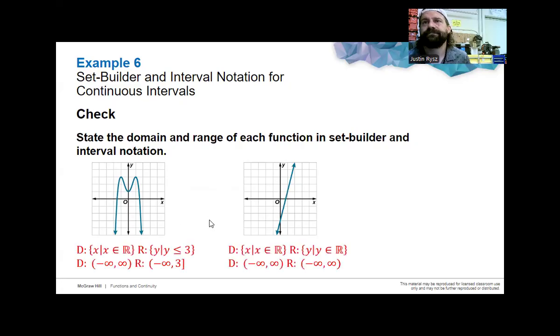Let's check your work. All right, so this one here, the domain should be all real numbers. It goes all the way to the left, all the way to the right. So you can see here, you got x such that x is an element of all real numbers. The domain in interval notation would be from negative infinity to positive infinity. Now the range goes all the way up to 3 and down. So we'd have y such that y is less than or equal to 3. The way that we write that in interval notation is from negative infinity to 3.